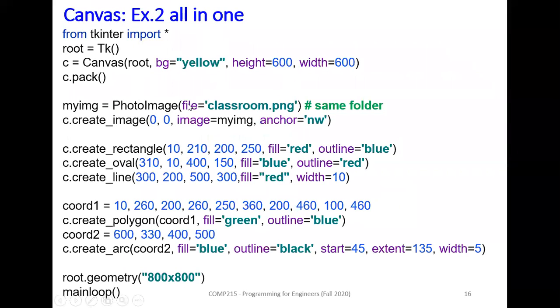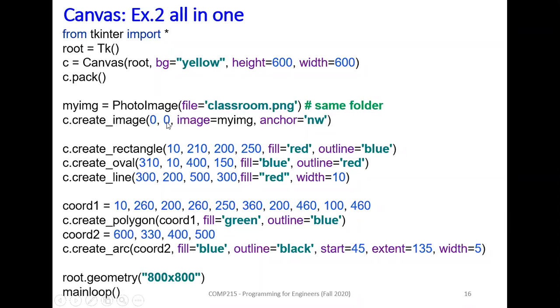Now, all in one. Example 2, all in one. From tkinter import star, root equal Tk. This is the beginning, creating the window. C equal Canvas, root, the same root, the main window. Background yellow, height 600, width 600. C.pack. Now we prepare the canvas area to put our shapes inside the canvas. So always we call C. Okay, now my image equal PhotoImage, file classroom.png, same folder, your file.